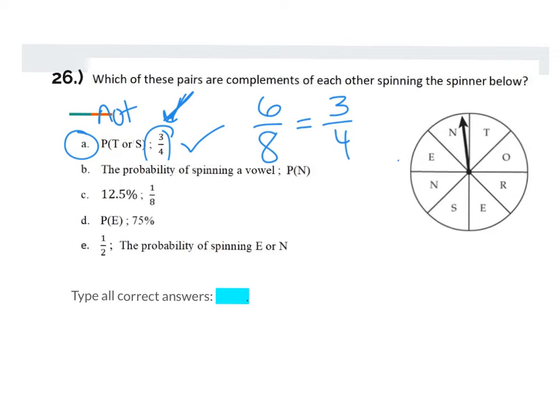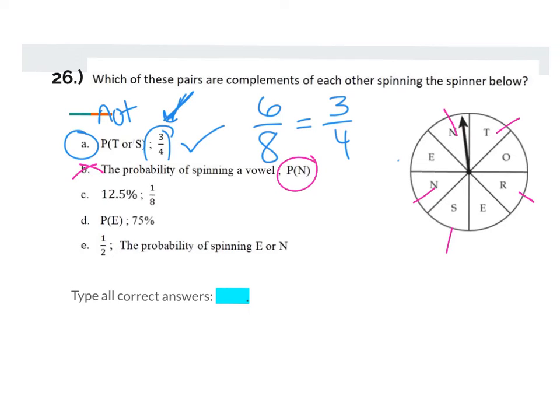Okay, so the next one says the probability of spinning a vowel, and then they say its complement is P, the probability of N. Well, if I'm looking at the spinner and I wanted to do the complement of the probability of spinning a vowel, that would include N, but it also includes S and T. So this is not true because you would also need to include the S and T and the R, I'm sorry. So you need to include all of those letters. So B is not correct. Those are not complements of each other.